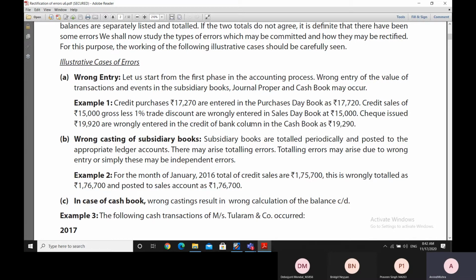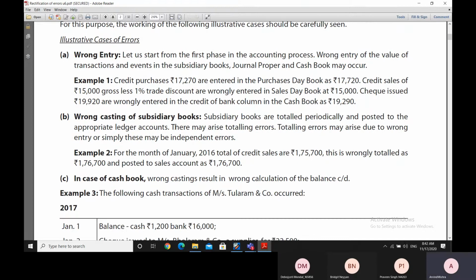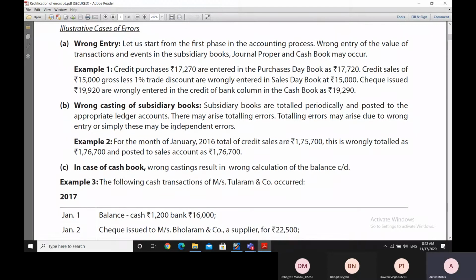Now, a cheque which is issued for 19,920 may be wrongly entered in the credit of the bank column in the cash book as 19,290. So here also there is a value error because instead of 19,920, a value of 19,290 has been entered. Now let's see B. Wrong casting of the subsidiary book. The subsidiary books like purchase day books, sales day books, etc. are totaled periodically and posted to the appropriate ledger account.